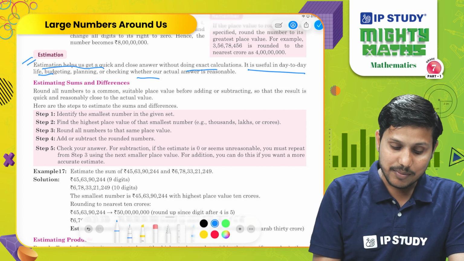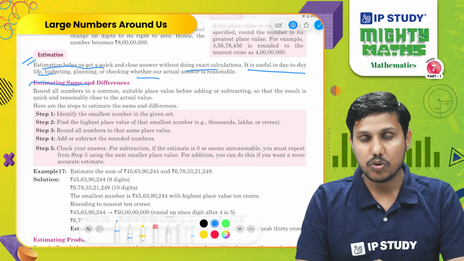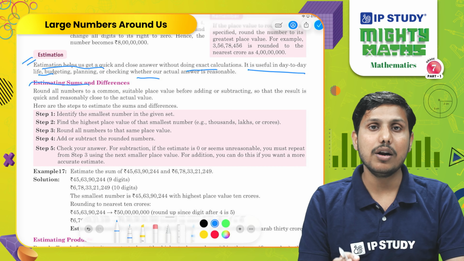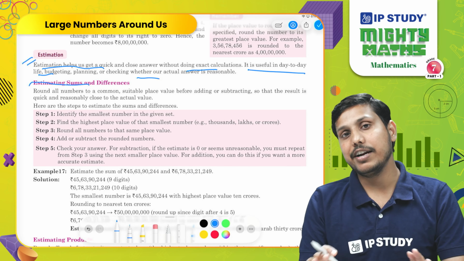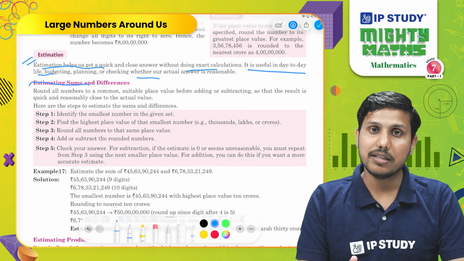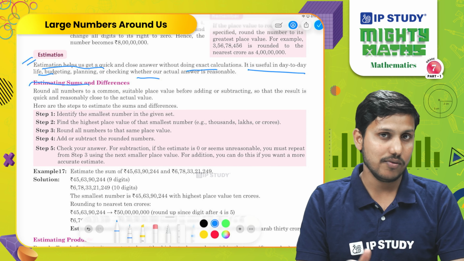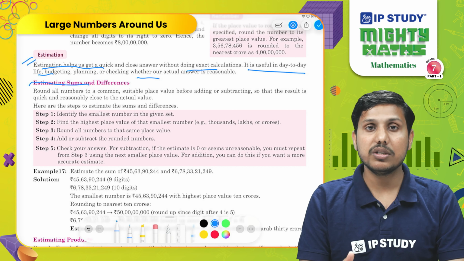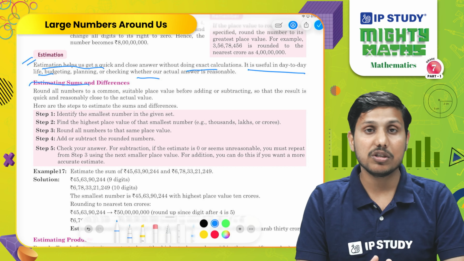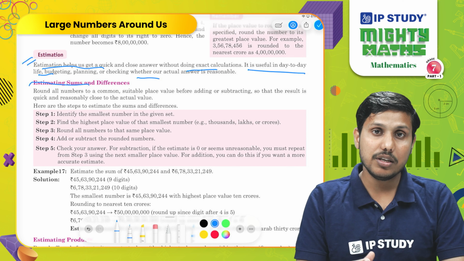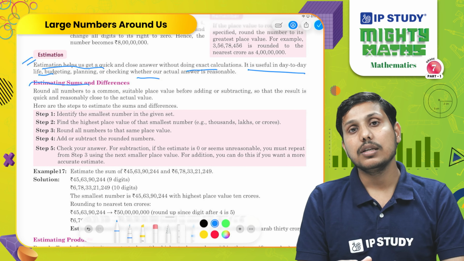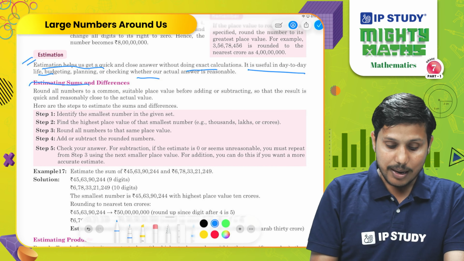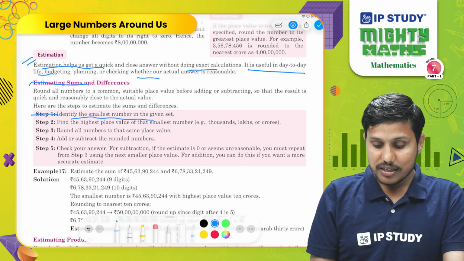So, estimating sums and differences. In order to estimate sums and differences, there are certain rules which are not fixed every time, because sometimes speed is the requirement and sometimes accuracy is the requirement. If we require speed, we can just round off the numbers to the highest place value possible, and if we require accuracy, we have to prefer the lower place value to round off the numbers. So step 1 is to identify the smallest number in the given set.